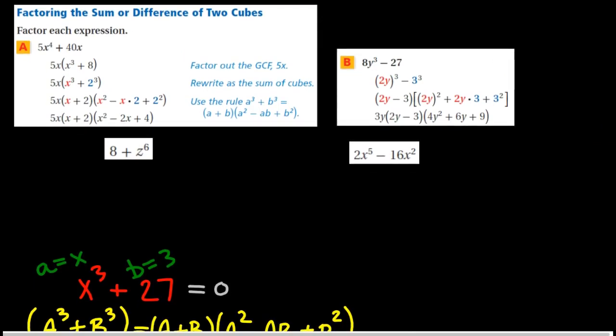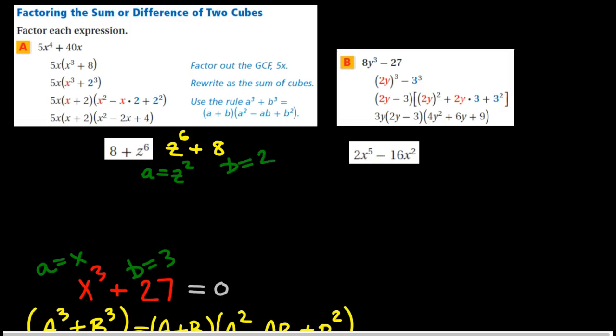All right, so sum of cubes can become a little more complicated when you have something like z to the 6th. I don't like how this is written, so I'm going to rewrite it in the better order. Z to the 6th plus 8. So I put the variable first. Z to the 6th is a perfect cube. What's the cube root of z to the 6th? Z squared. Because z squared times z squared times z squared is 6 total z's, which is z to the 6th. 8 is a perfect cube. That is, cube root is 2.